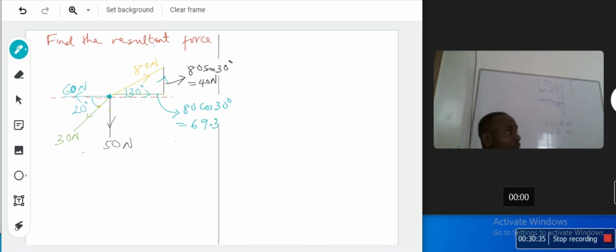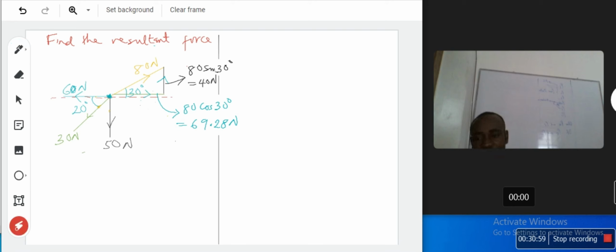By the way, unless otherwise indicated, your answer should be rounded to 3 significant figures. But this is not the final answer. It's actually advisable to leave it at 1 significant figure higher, so I might just allow it to 4 significant figures. You said it's 69.28, right? 69.28 Newton. Okay. Which other one requires resolution?